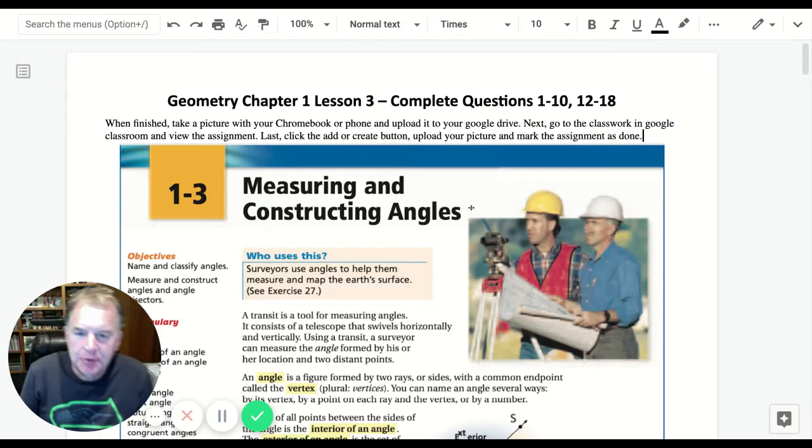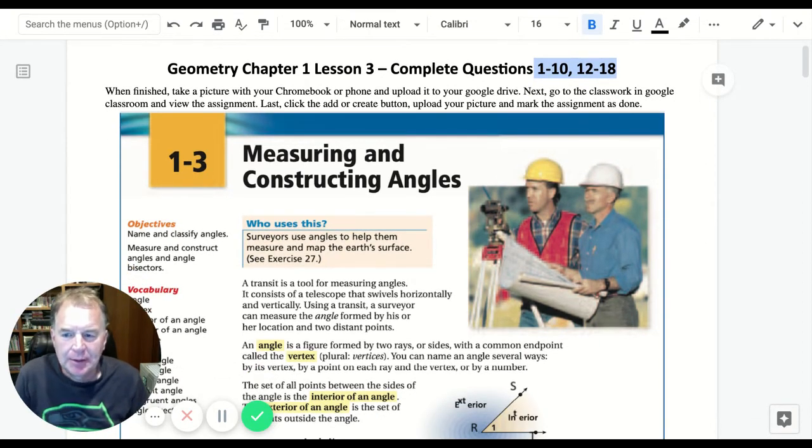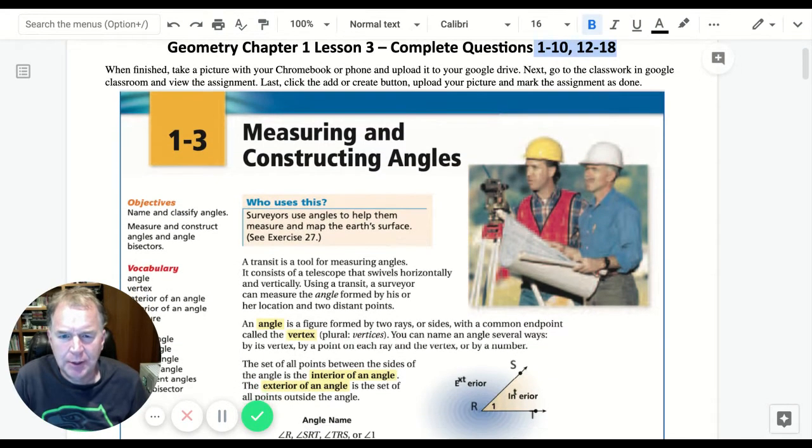Chapter 1, Lesson 3. Notice the assignment here, 1 through 10 and 12 through 18. Again, I'm trying to make these shorter so that we can get through them in a reasonable amount of time. We'll also do some review at some point, but let's get going here.